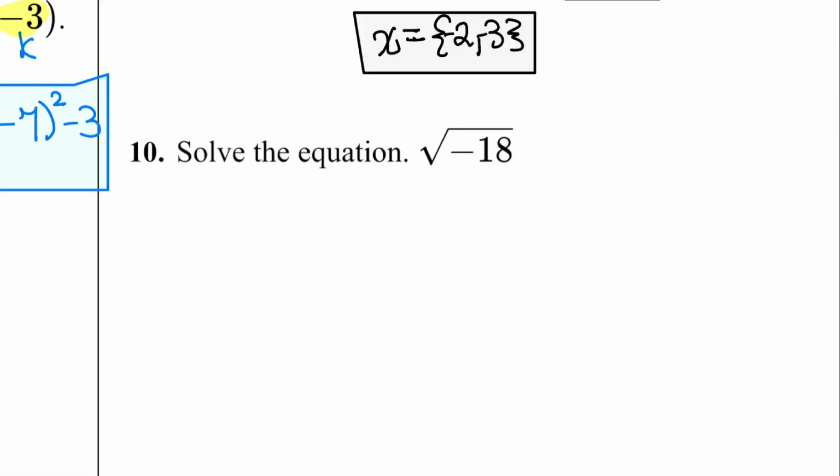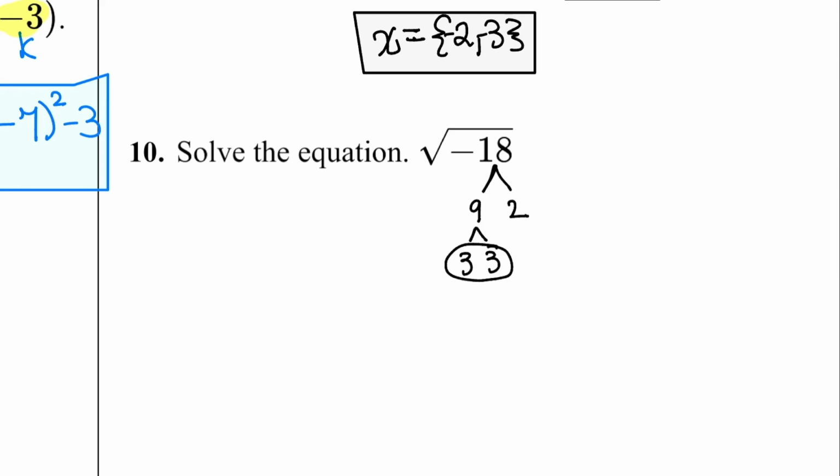Number 10, solve the equation. We have the square root of negative 18. I like to go ahead and break this down into its prime factors. So 9 times 2 and 3 times 3. We have a pair of 3's, and those will come out of the radical. We also have a negative outside of our 18.